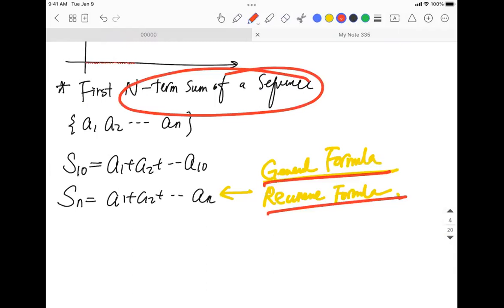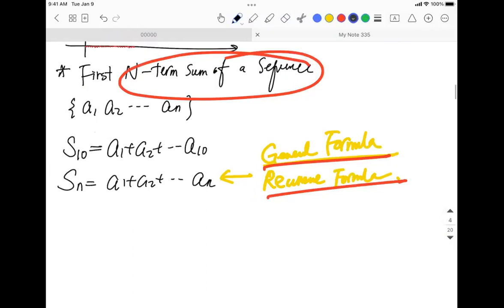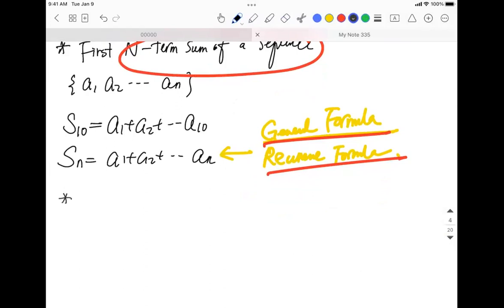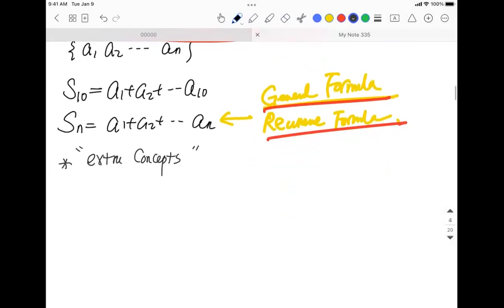I think these are quite understandable. Our lecture number 1 is always easy, kind of like introductory. So let's continue to the next part. As long as we understand all those basic concepts, there are some extra concepts you need to know regarding a sequence. The first one we're going to talk about is the finite sequence and infinite sequence.